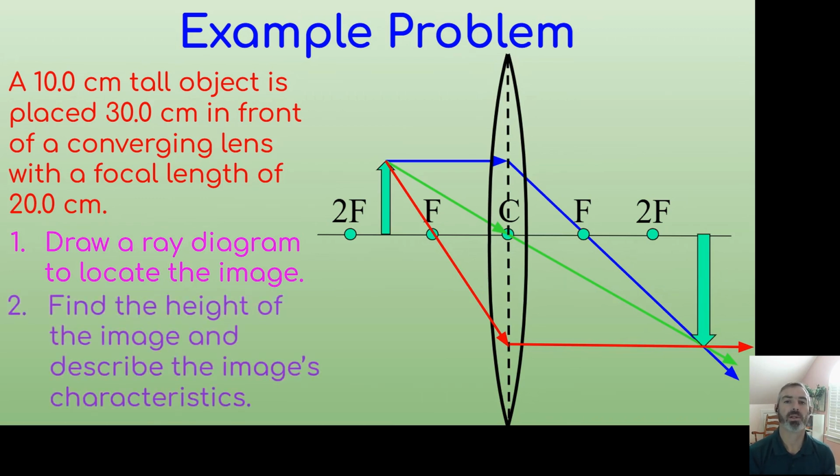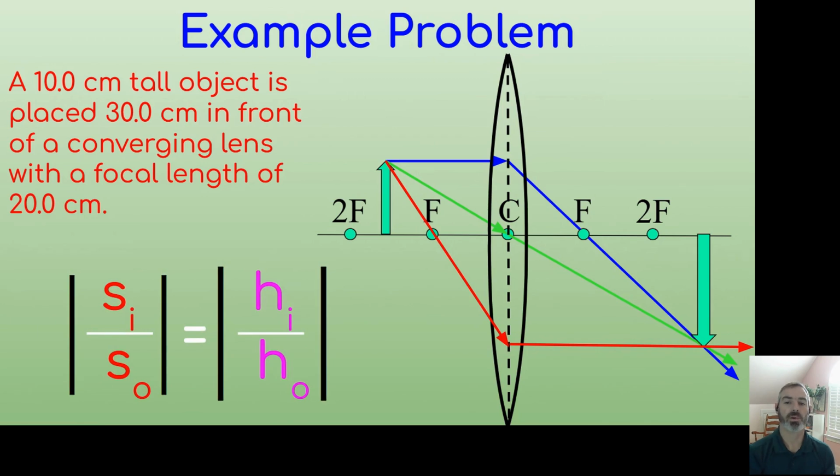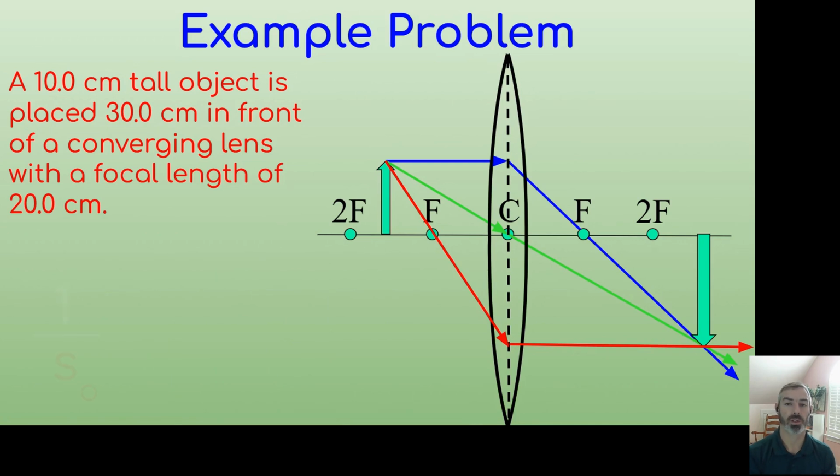And the next step is to find the height of the image and describe the image's characteristics. So to find the image height, we could use the magnification equation, but the problem with this is that we have two unknowns. We don't know the image distance or the image height. So what we're going to start with is our lens mirror equation. We know that 1 over S_O plus 1 over S_I equals 1 over the focal length. Well, we don't know the image distance, so we can rearrange that equation and solve for image distance, and we get 1 over f minus 1 over S_O.